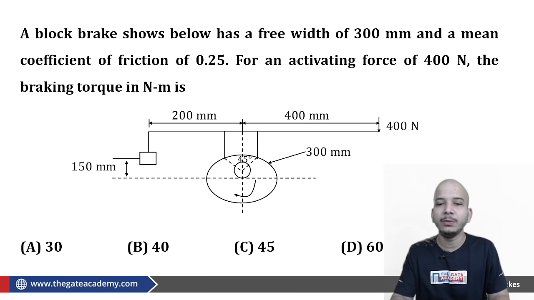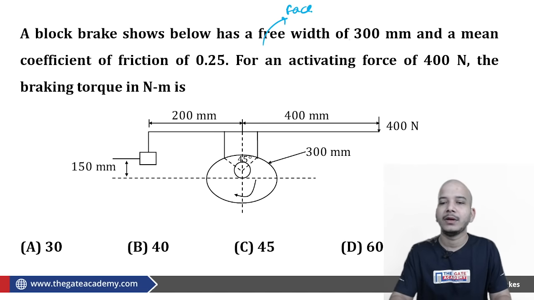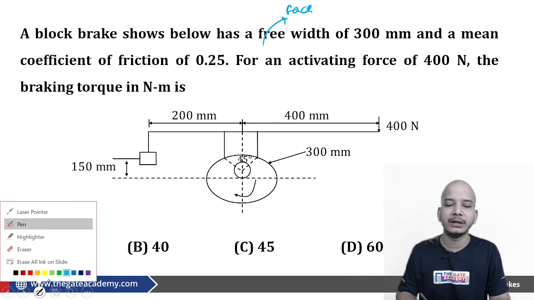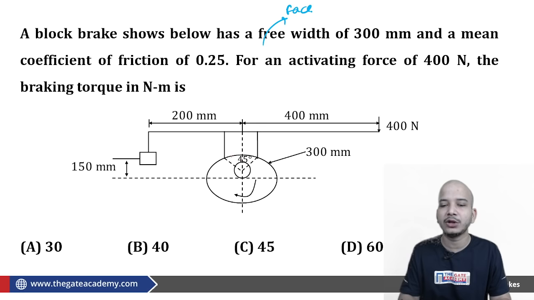A block brake shown below has a face width of 300 mm and the mean coefficient of friction to be 0.25. For the activating force of 400 Newton, the braking torque is. So first of all, the most important thing which we have to understand is what is the direction of braking torque.